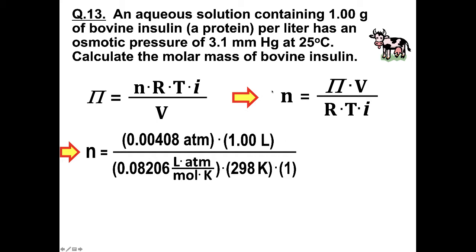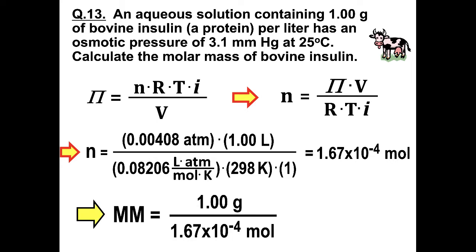And then, because this is a molecular compound, bovine insulin, it has a Van 't Hoff factor of 1. Do the calculation. We get 1.67 times 10 to the minus 4th moles of bovine insulin, our solute. And then the molar mass is the grams of solute per mole of solute. And that works out to be 6,000 grams per mole.